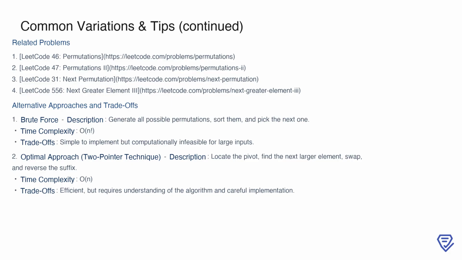As for alternative approaches, the brute force method involves generating all possible permutations, sorting them, and selecting the next one. While straightforward, its factorial time complexity makes it impractical for larger inputs. The optimal two-pointer technique, on the other hand, is much more efficient. By finding the pivot, locating the next larger element, swapping, and reversing the suffix, this approach achieves the desired result in linear time. However, it requires a clear understanding of the logic and precise implementation.